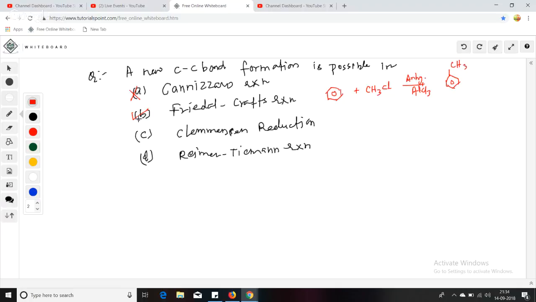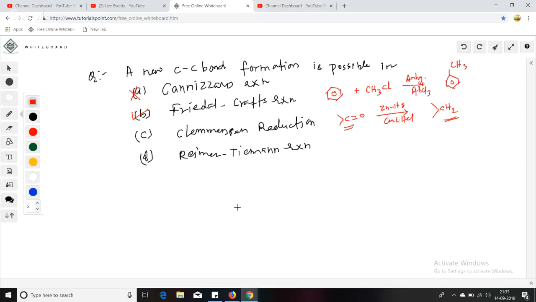Clemmensen reduction, if you remember, what reagent do we use here? ZnHg, right? ZnHg with conc HCl. And if you remember, this C double bond O, if you use ZnHg with concentrated HCl, converts into what? CH2. Right? So there is no new carbon-carbon bond formation in this. Okay, so this one is also not possible.